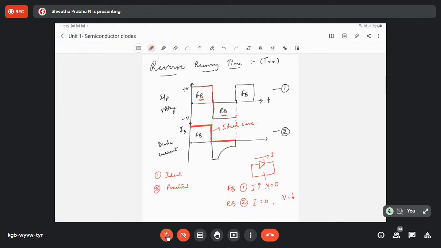I'll explain. The red one, whatever I have written, that is ideal. The second one, better, I'll change the color. The blue one, whatever I have written, that is practical.